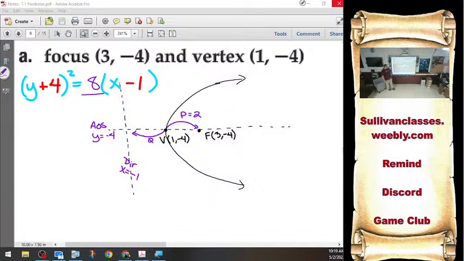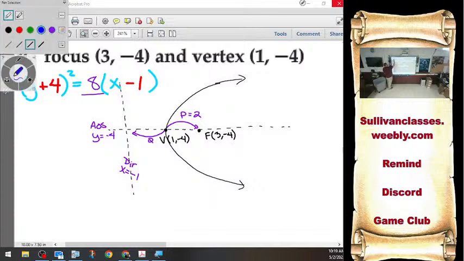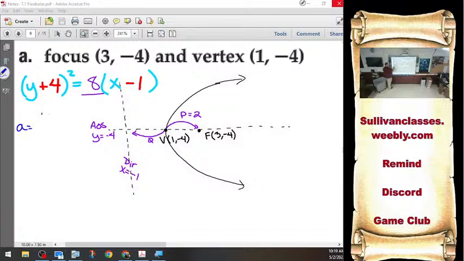And if I wanted some more points in there, remember that my stretch or compression is 1 over 4p. So in this case, my stretch or compression is 1/8. Now I can make more points on there by fractions. I know you don't like them, but up 1, right 1/8. Up 2, right 4/8, or a half. Up 3, right 9/8.